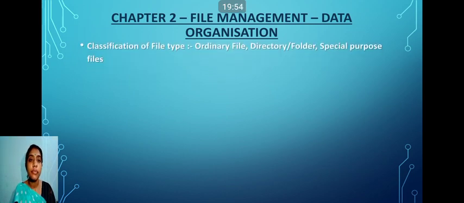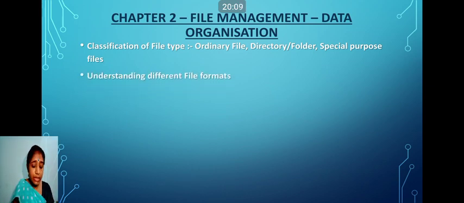Here we have seen the classification of file types. So what kind of files have we seen? Ordinary files, directory or folders, and special purpose files. So what are ordinary files? In this chapter, the second chapter, file management and data, the very first topic which we have studied is the classification of file type. The first one was the ordinary file.